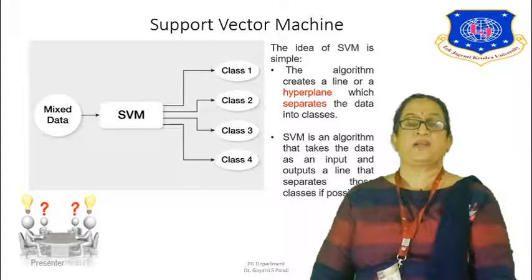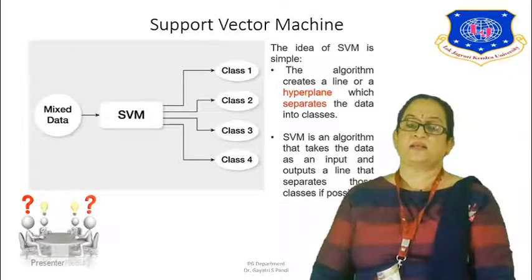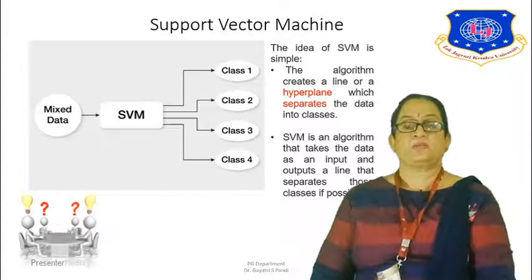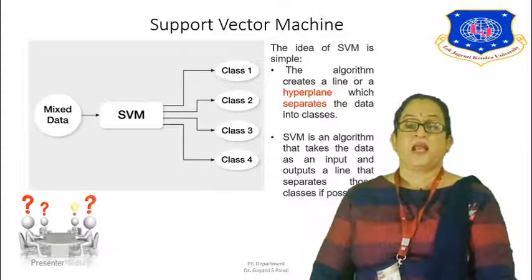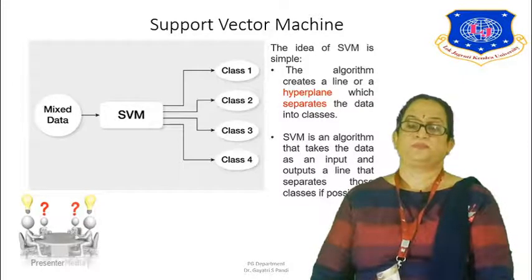The algorithm creates a line or a hyperplane which separates the data into classes. So SVM is an algorithm that takes mixed data as the input, and outputs a line that separates those classes if possible.